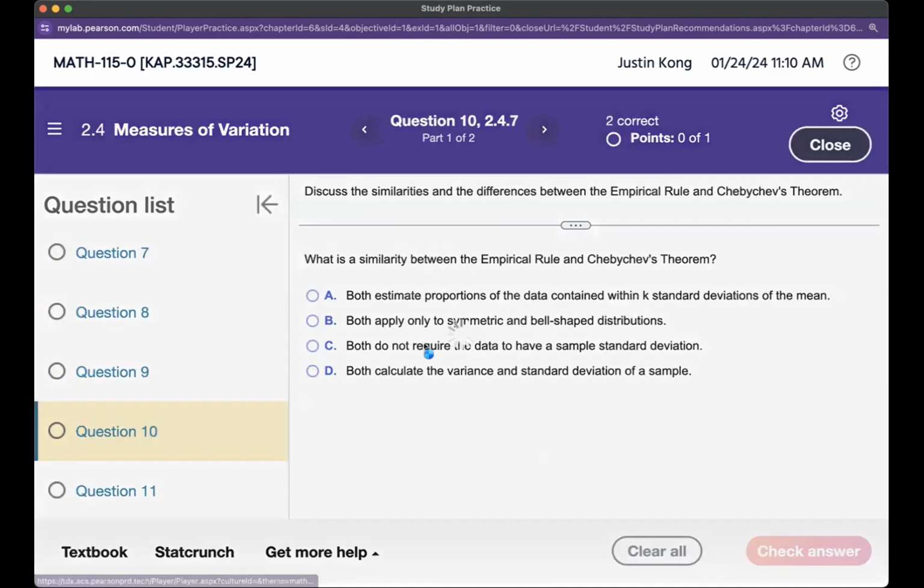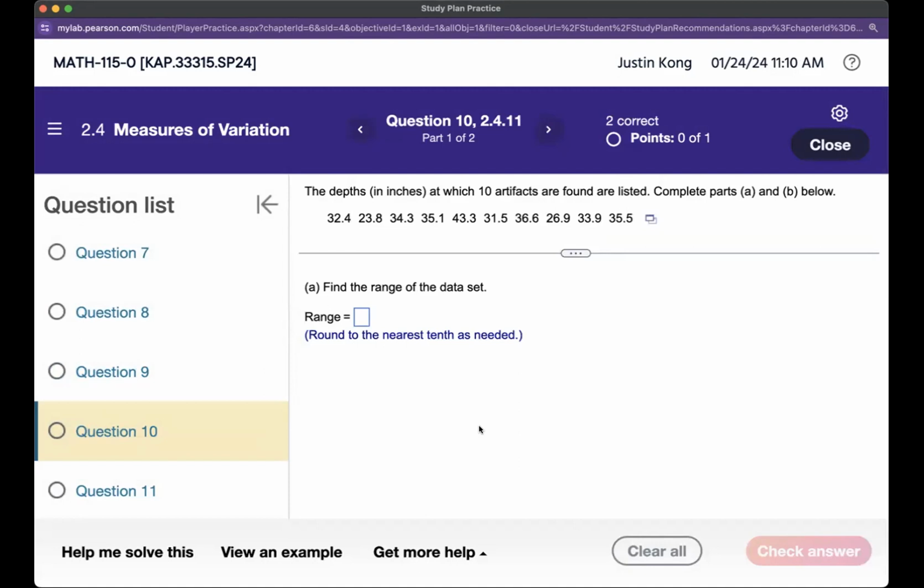Okay, moving on to 10. The depths in inches at which 10 artifacts are found are listed. Complete parts A and B. So what's the range? We're looking for the biggest minus the smallest. Biggest looks like 43.3. I'm going to open up a calculator here and do my calculations on a side page. The biggest is 43.3, and the smallest looks like 23.8.